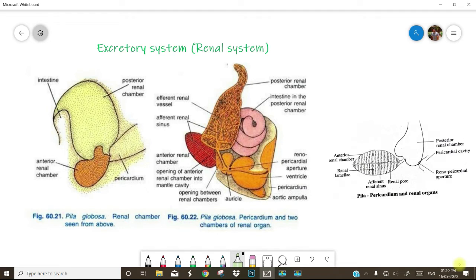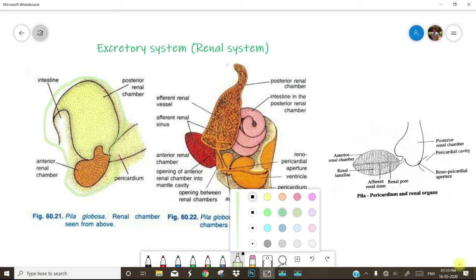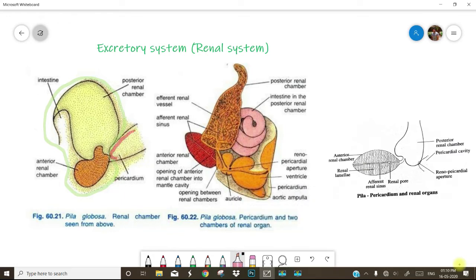See, the renal organ seems to be lying inside a cavity which is known as branchial cavity. The renal organ or kidney lies in that, and it is seen adjacent to the pericardium. See, this is the pericardium. Pericardium is the cavity which encloses the heart of the organism. So the renal organ is adjacent to pericardium and it lies inside the branchial chamber or branchial cavity.